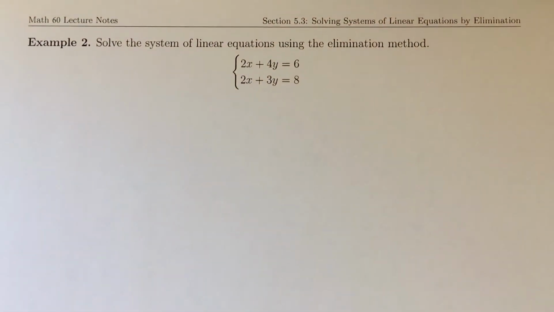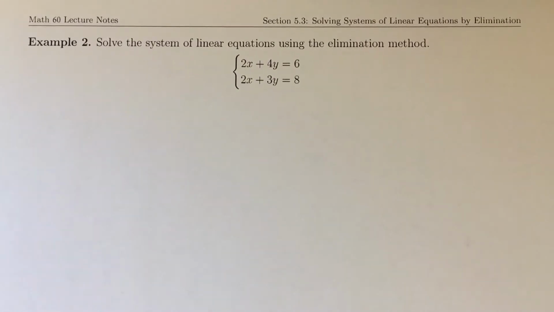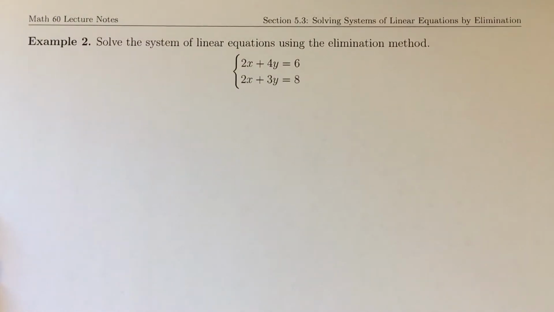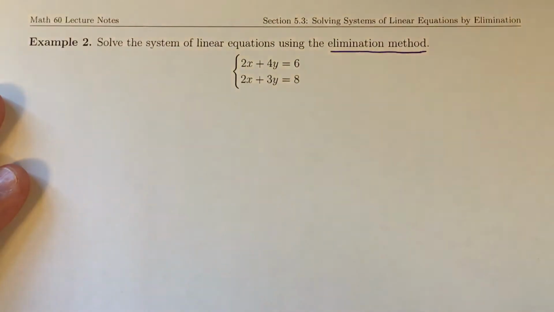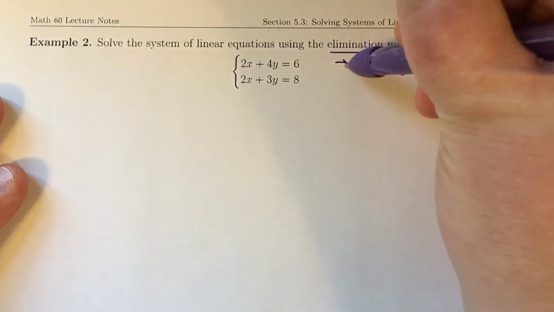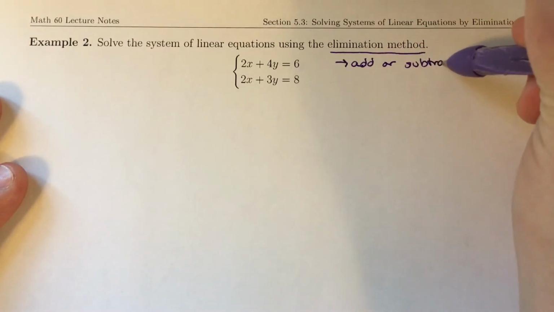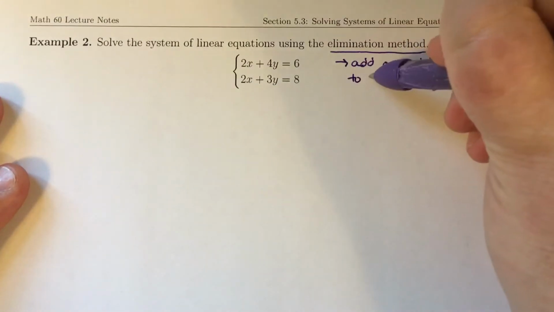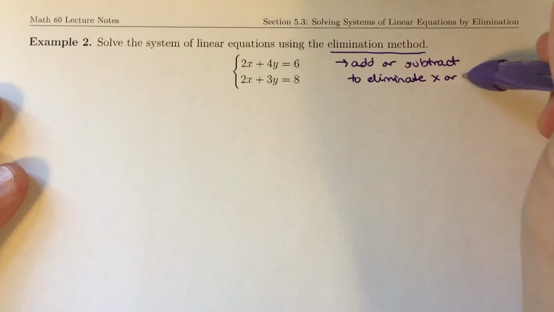Let's do a couple examples of using the elimination method to solve a system of equations. This says solve the system of linear equations using the elimination method. So remember, elimination method means that we're either going to get rid of the x's or get rid of the y's. So we're going to either add or subtract to eliminate one of the variables, x or y.